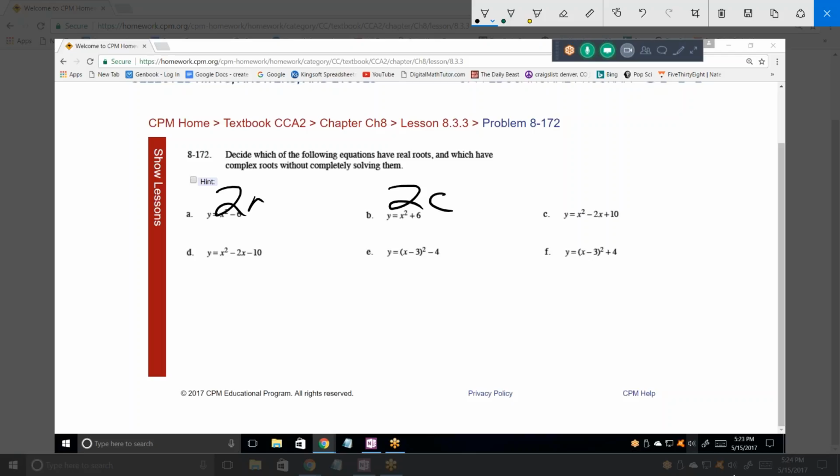Positive. Or no, negative. It's negative, right? Yeah, 2 complex. How about D? Positive. 2 real. How about E?